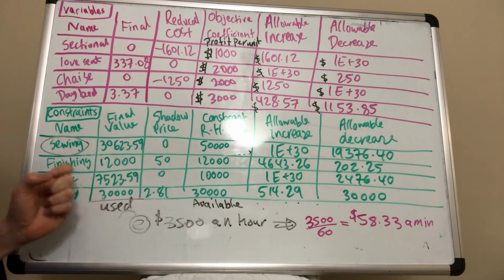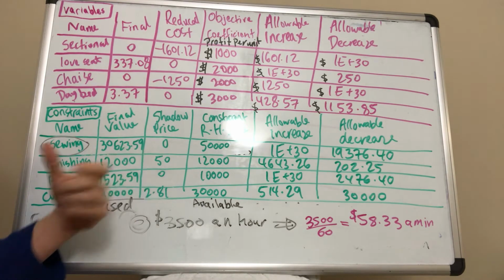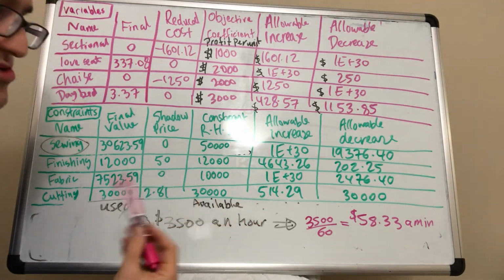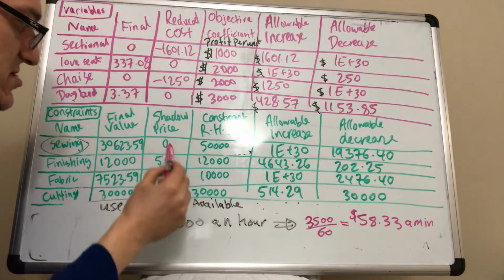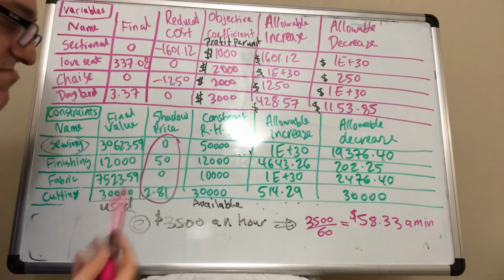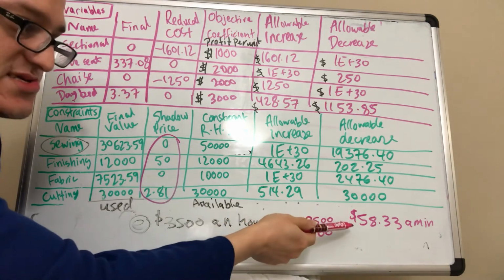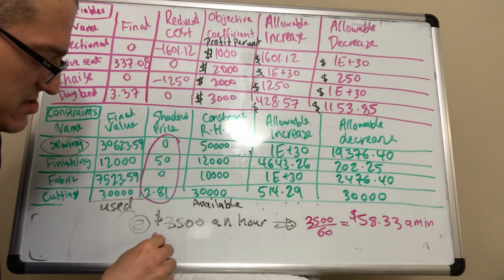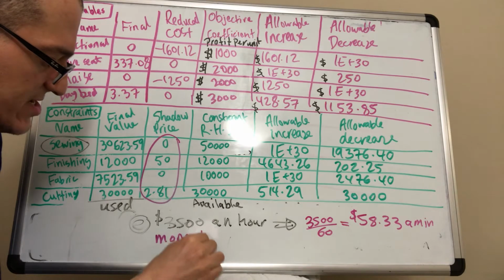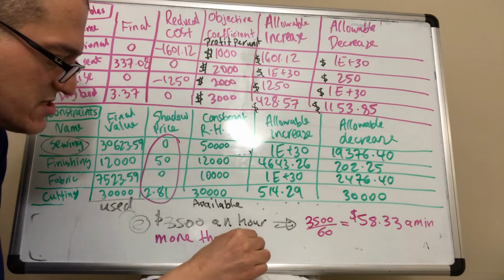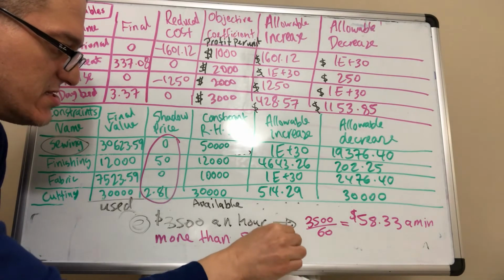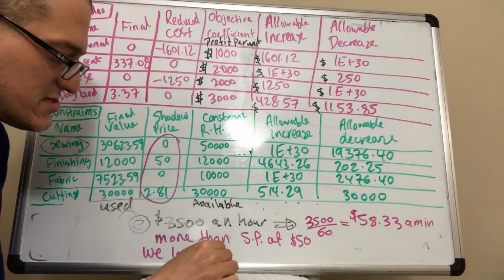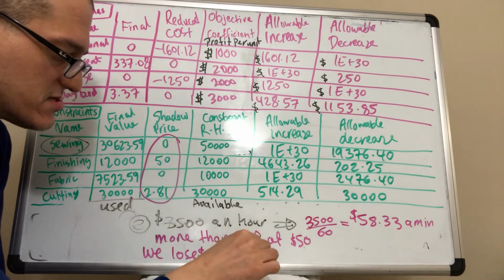Now listen, if this number is more than the shadow price, it's not a good deal. The shadow price for finishing is 50. It's not a good deal, because you're gonna lose $8. Remember, shadow price is how much money you can gain. This is cost. It costs you 58, but you get $50. It doesn't make sense. You're losing $8. So you say more than shadow price of 50, we lose $8.33. Not a good deal.